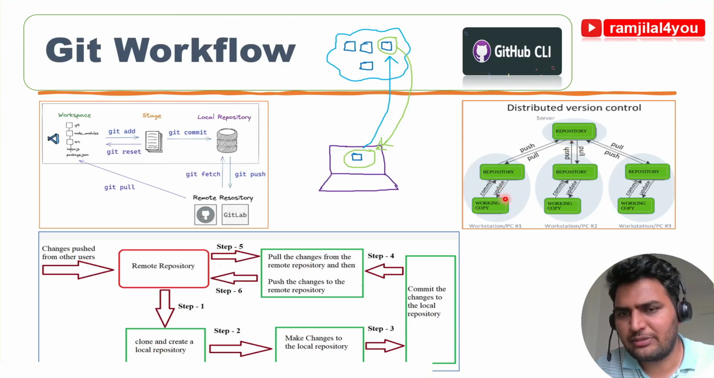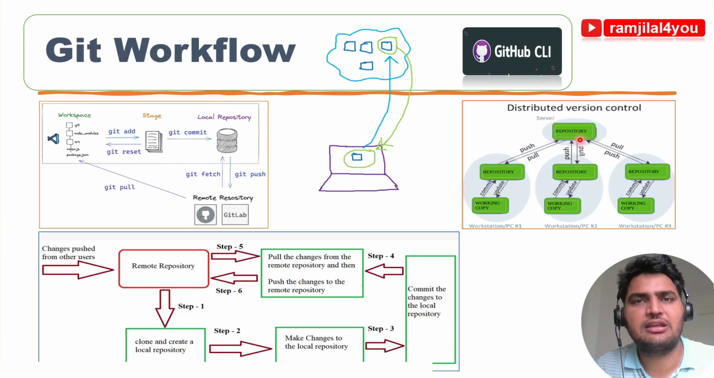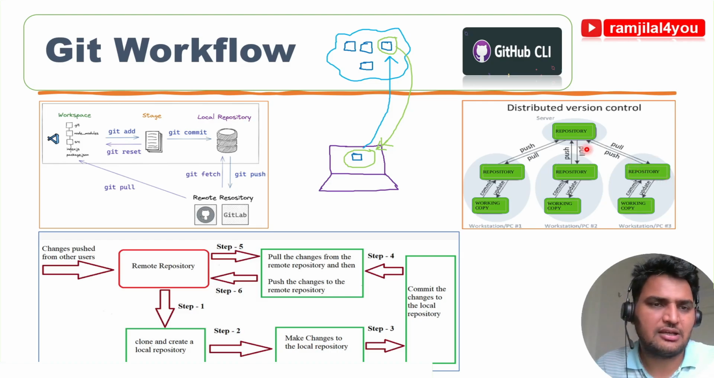So now we made the changes in the working copy, then we committed those changes to the repository, and from the repository we have pushed those changes to the server repository. And from the server, the other developers, other users can also fetch those changes, pull those changes, and they can see those changes. So right, the one workflow is done.